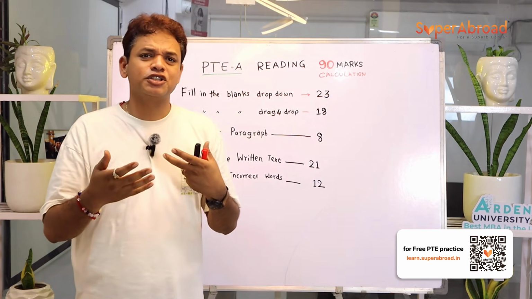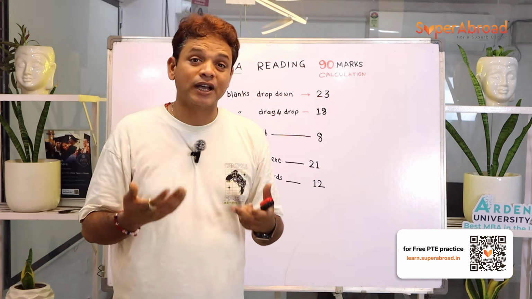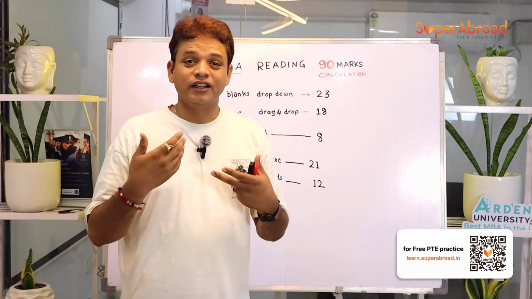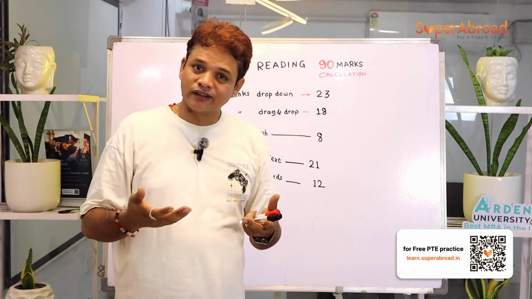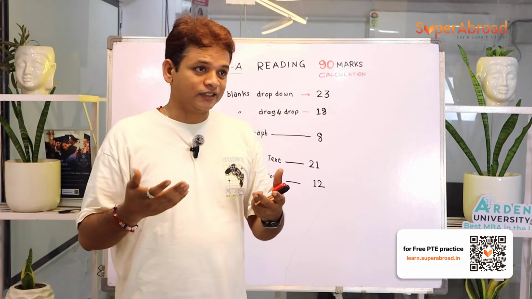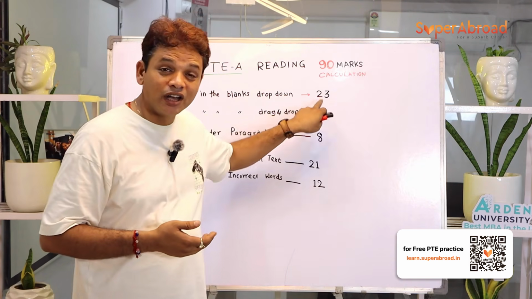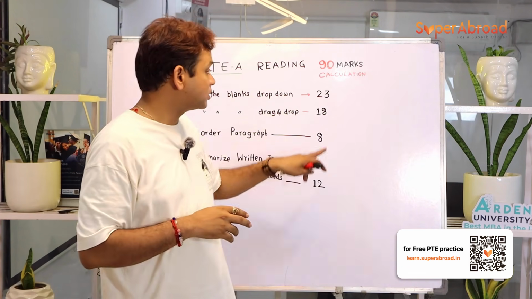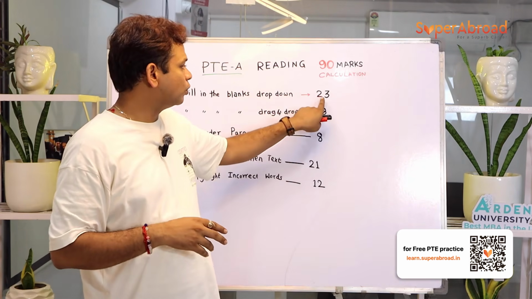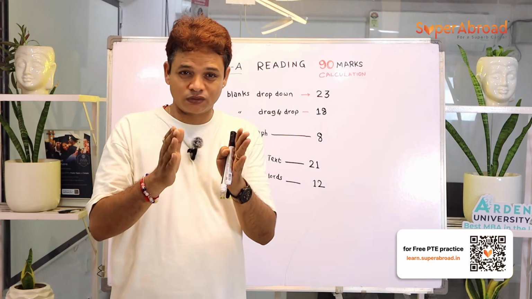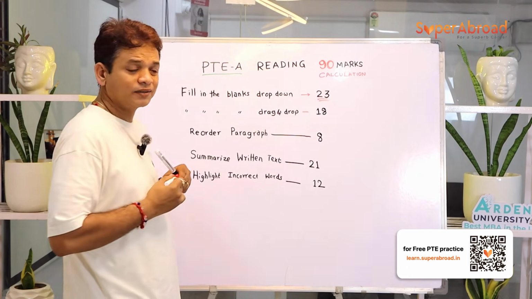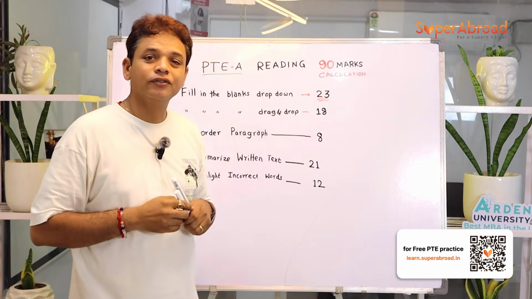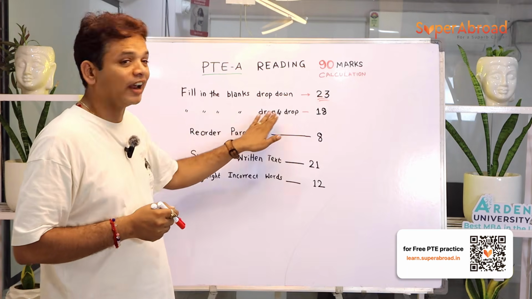You get 5 questions minimum, 6 questions maximum from this task. It requires grammar, reading skills, vocabulary, all of these things. So it contributes 23 marks to your 90. Fill in the blanks drop down is the highest contributor to your reading score. The second type of fill in the blank is fill in the blanks drag and drop.